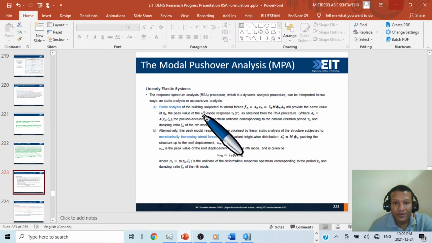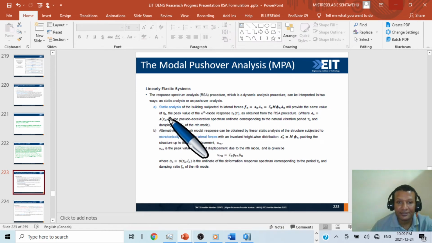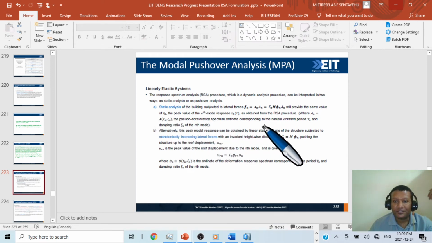The peak value of nth mode response, Rnt, is obtained from the response spectrum procedure, where An is a function of Tn and xi, the pseudo acceleration spectrum ordinate corresponding to the natural vibration period Tn and damping ratio of the nth mode. So A is the pseudo acceleration. There is nothing else: you have pseudo acceleration, phi, m, and the modal participation factor, so you can find f. This is the same as response spectrum analysis.